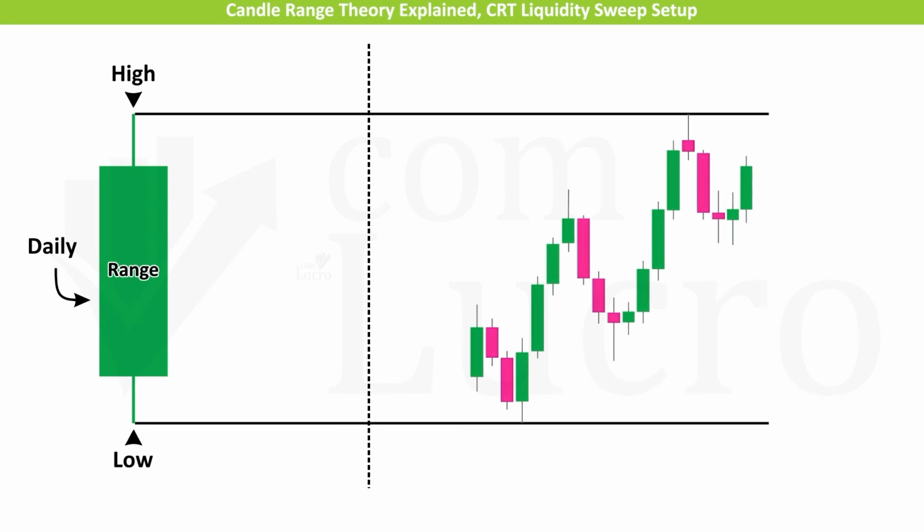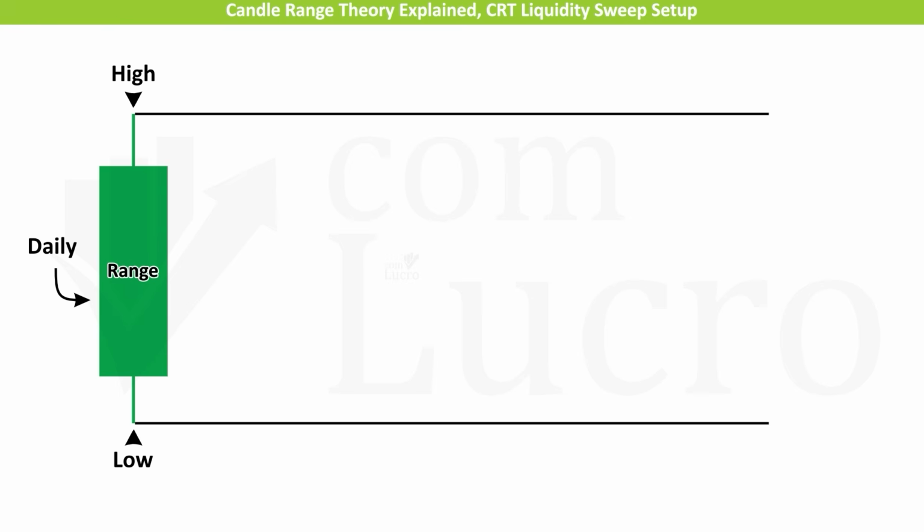Since those levels represent the extremes of that trading period, they naturally attract orders and stop placements. For example, in a daily candle, the high and the low represent the absolute highest and lowest prices traded that day. That alone shows how significant those levels are. Even without analyzing lower time frames, we can identify important liquidity areas just by observing a single candle.